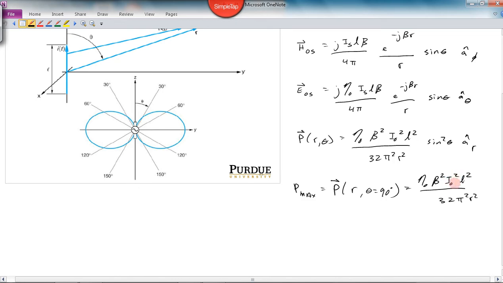So the higher the beta, the stronger the max power. The higher the driving current amplitude, the higher the max power. The longer the antenna, the higher the max power. What decreases power is how far away we get from the antenna.